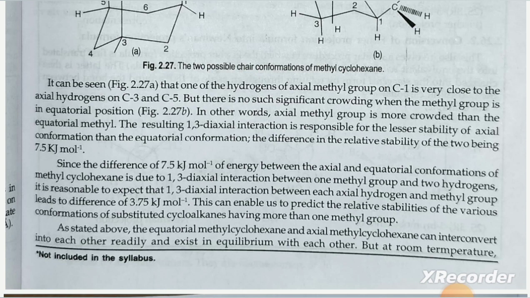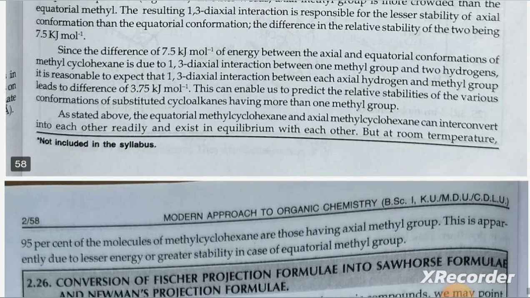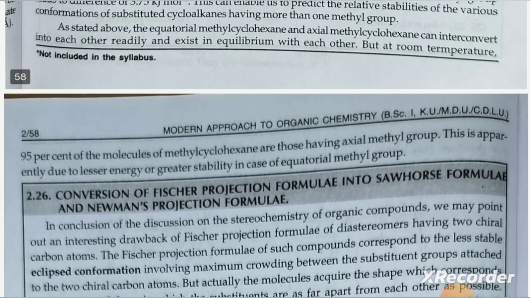This can enable us to predict the relative stabilities of the various conformations of substituted cycloalkanes having more than one methyl group. As stated above, the equatorial methylcyclohexane and axial methylcyclohexane can interconvert into each other readily and exist in equilibrium with each other, but at room temperature 90% of the molecules of methylcyclohexane are those having equatorial methyl group. This is apparently due to lesser energy or greater stability in case of equatorial methyl group.